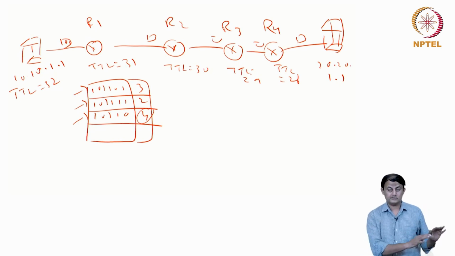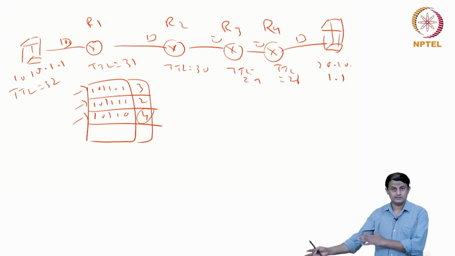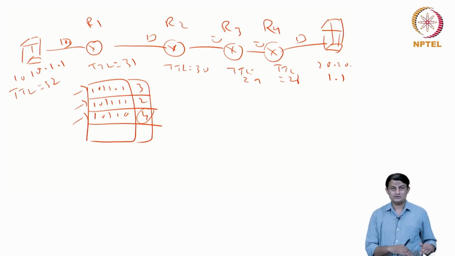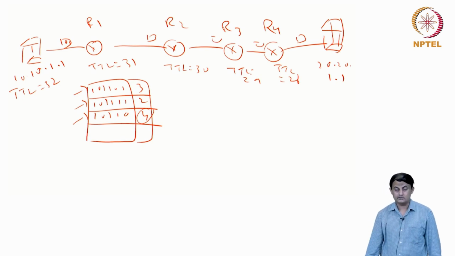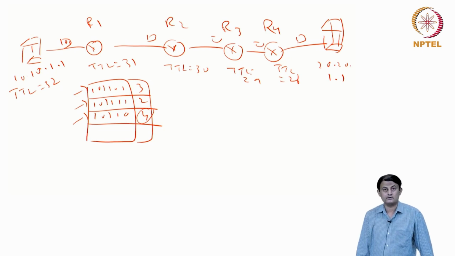So one operation is decrementing the TTL value by 1 and then sending the packet. And the second operation that the router needs to do is to pick up the bits corresponding to the destination IP address and then compare them with the entries in the forwarding table.